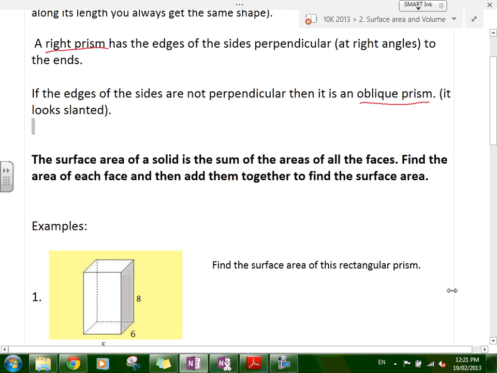The surface area of a solid, any solid, whether it's a prism or anything, is the sum of the areas of all the faces. It sounds obvious, it is obvious. You have to find each of the areas of the different faces, and then add them all together, and you find its surface area. This is the sort of thing that we use often.